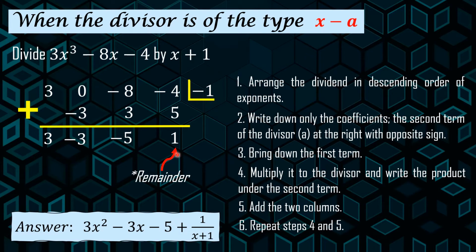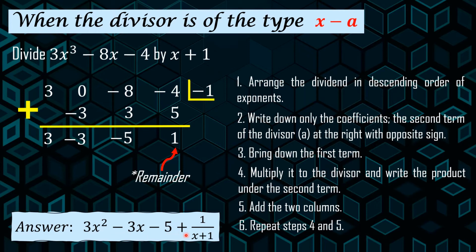So, for the final answer, this will be 3x squared minus 3x minus 5 plus 1 over x plus 1. Again, sinulat lang natin ang mga coefficients ng ating final answer. And then, since the highest exponent in our given dividend is 3, so 3 minus 1 is 2. Kaya naging 3x squared minus 3x minus 5.